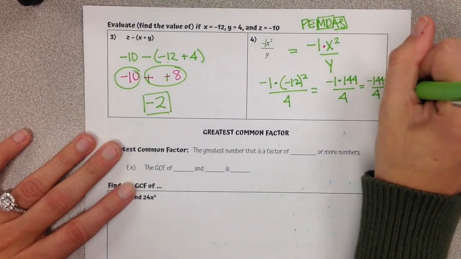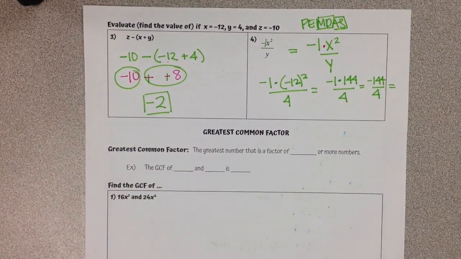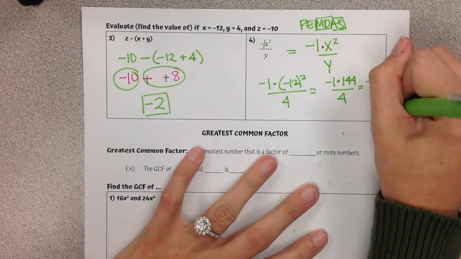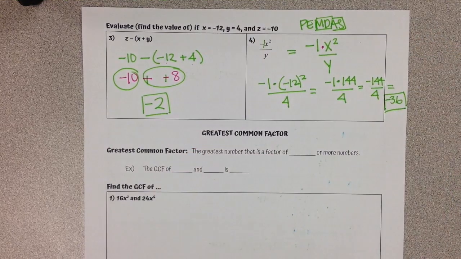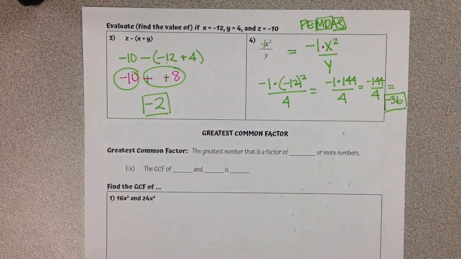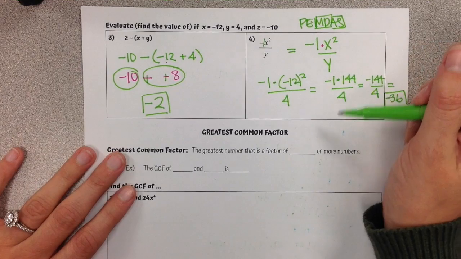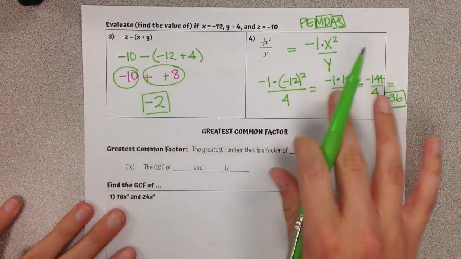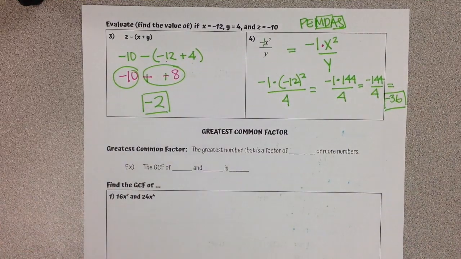Divided by positive 4 is, let's calculate that. I didn't do that one ahead of time. 144 divided by 4 is 36. So negative 36, because it's a negative divided by a positive. Okay? That was evaluating. You've got to be really careful, because it's really important to be paying attention to those positives and negatives. It can really throw you off.